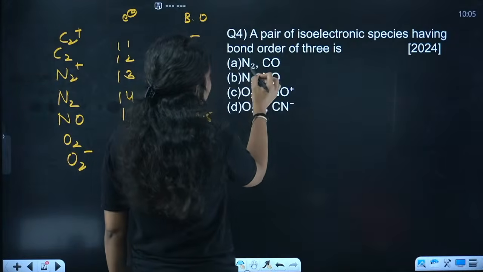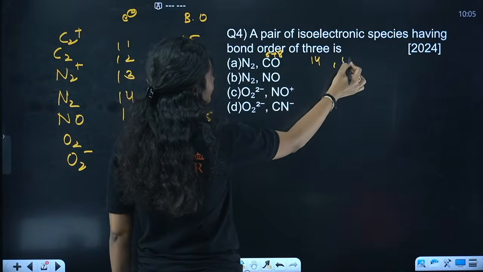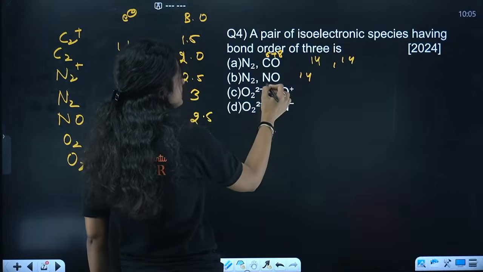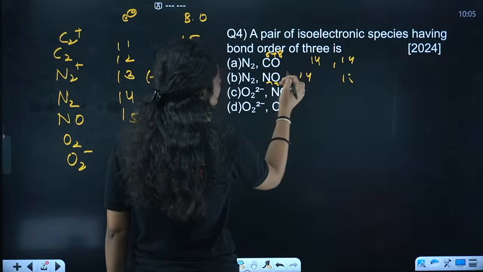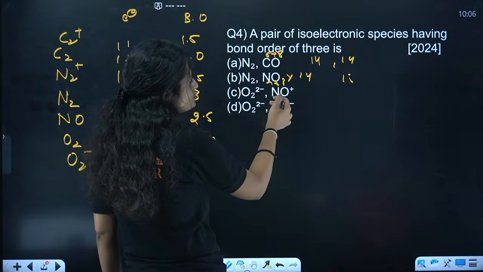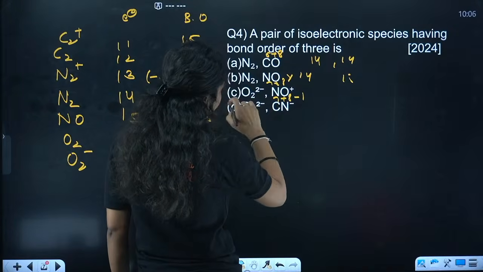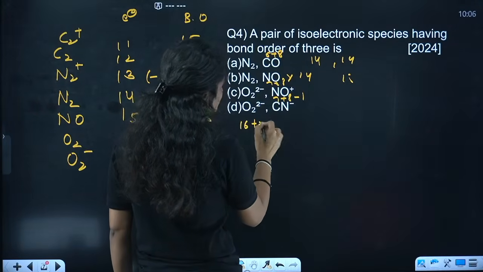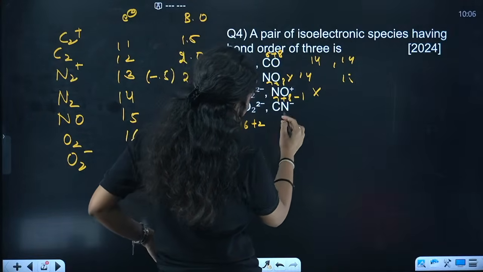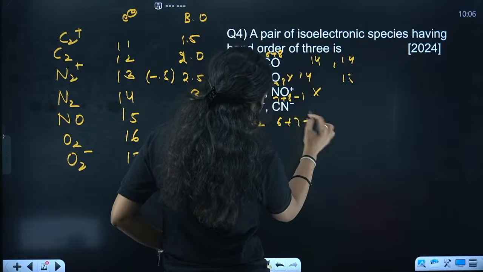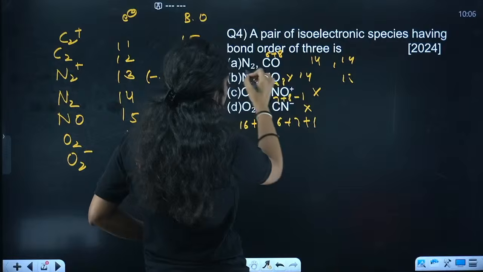So how many electrons? N2 has 14. CO means 6 plus 8, which also means 14. Now NO means 7 plus 8, which is 15, so this is not isoelectronic. Again, these are also not isoelectronic. Why? 7 plus 8 minus 1. And this is 16 plus 2. So obviously these are also not isoelectronic. And here, 6 plus 7 plus 1, we have 18. Again, not isoelectronic. So this is our correct answer.